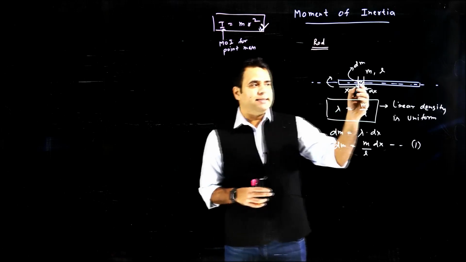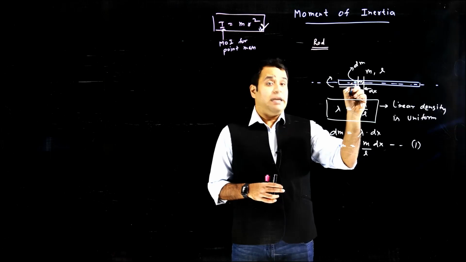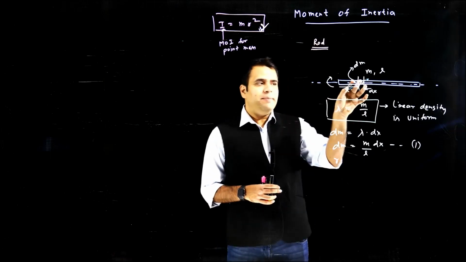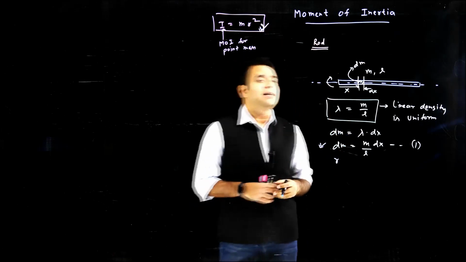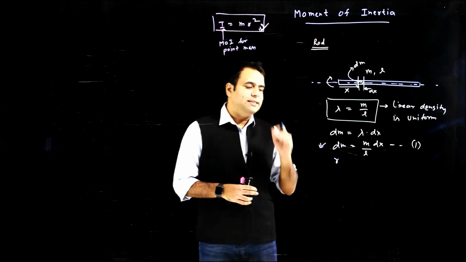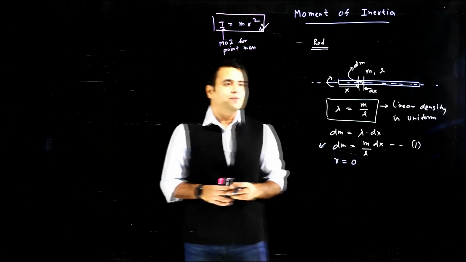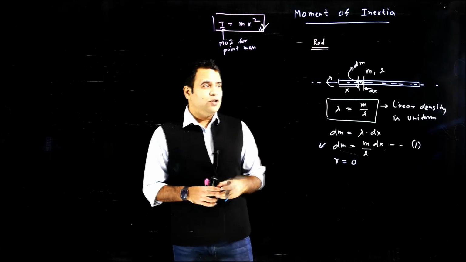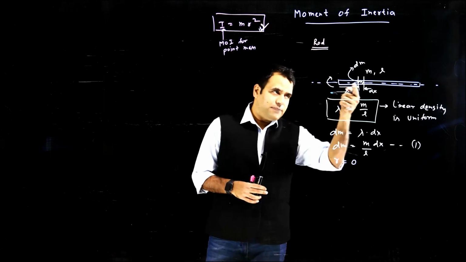So my element is this. The mass of this element is this, and the distance of the element with respect to the axis is 0. Though this element is at a distance x with respect to the corner, in this formula r is not the distance with respect to the corner. r is the distance of the element with respect to the axis. So the value of r for this element will come out to be 0, because this element is at the axis itself.